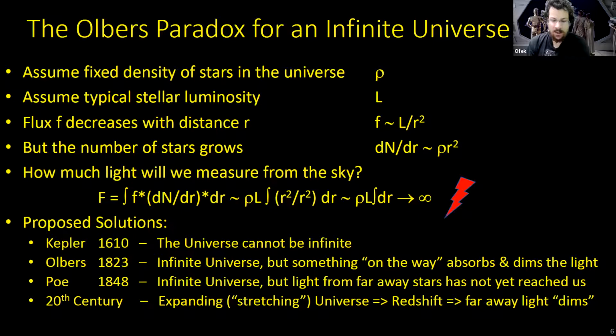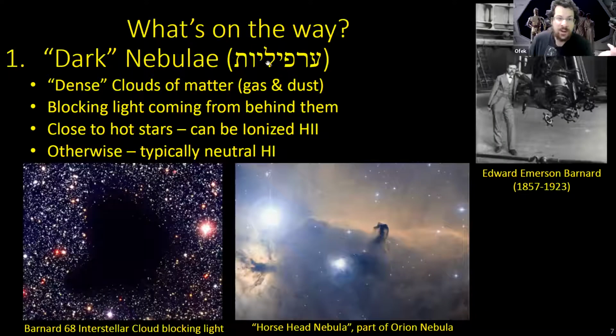So the correct explanation, at least for why the galaxy looks the way it does, and this was also related to Herschel's mistake, is really the Olbers explanation. Something on the way between the stars and us is dimming out the light and making the sky dark for us. So what is on the way between us and other stars in the galaxies?